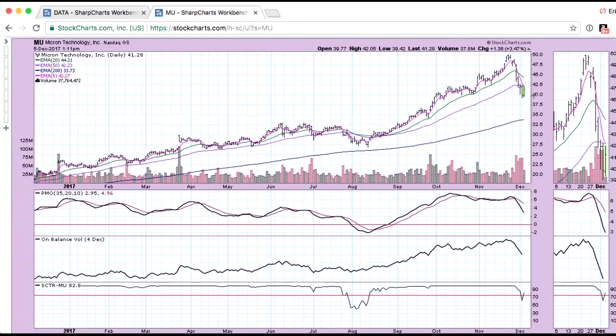But the question is, is it going to be able to hold that support at 40? I'm not thinking it will. I would be looking for a move a little bit lower than that before it turns around. And that's all I have for our final market update.